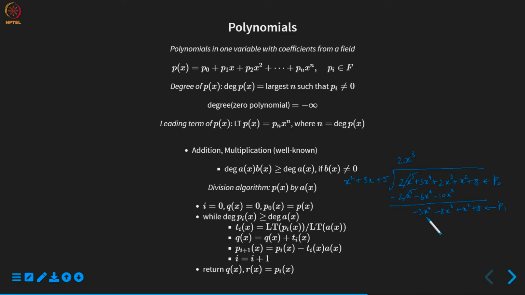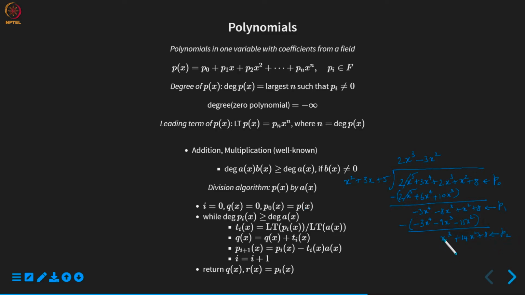So you see that the leading term here is again higher. So you get minus 3x^2. And then you multiply: minus 3x^4 minus 9x^3 minus 15x^2. And then you subtract these two. Sorry, I should be careful here, so let me put this carefully. This should be minus of this, so just be careful about that. So here you get 0, you get x^3, you get plus 14x^2 plus 8. This becomes your p2.